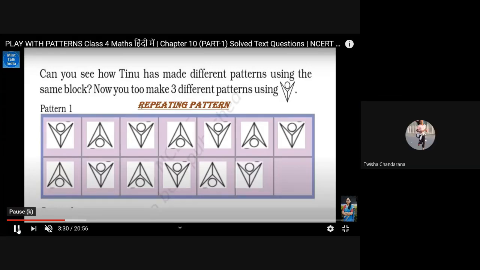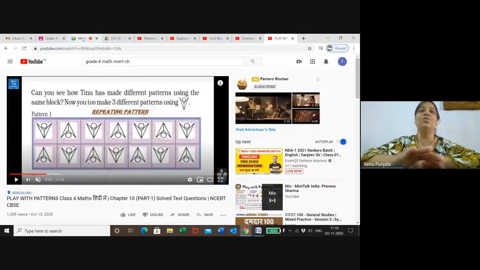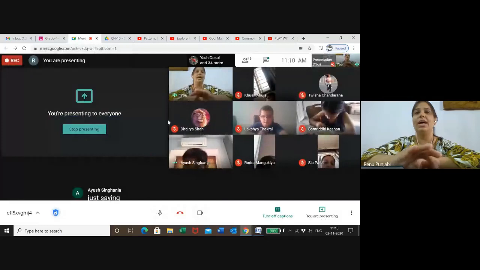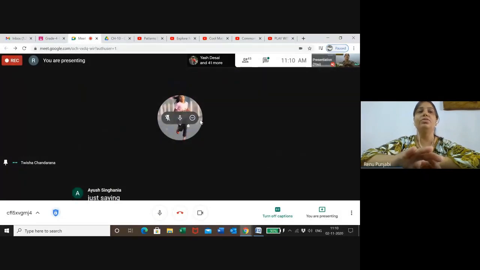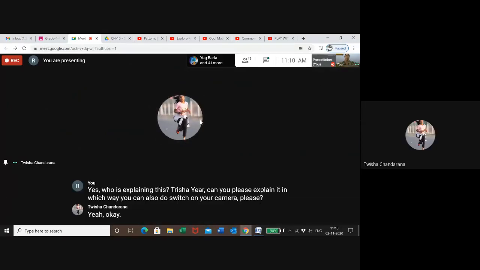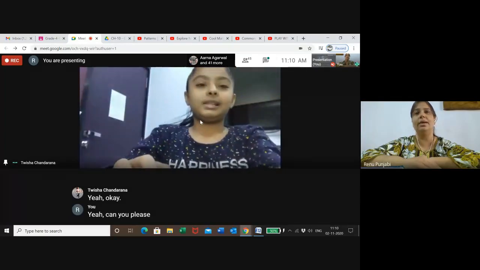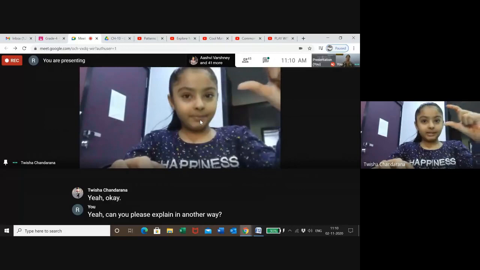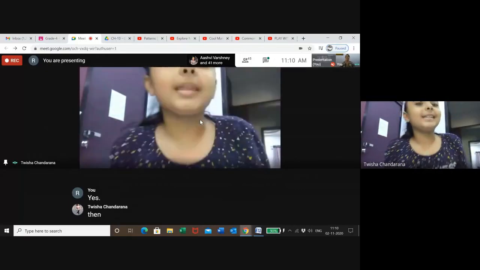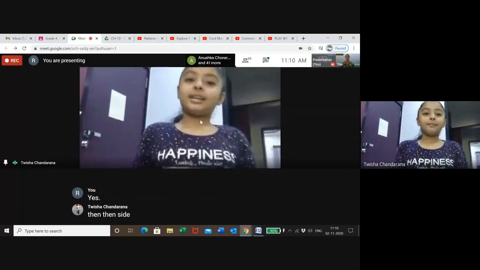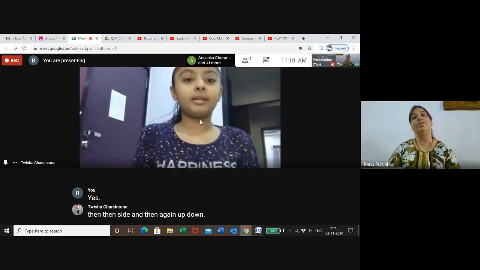Ma'am, we can also do up, then down, then side block and then again up. Who is explaining this? Twisha. Yes, Twisha, can you please explain in which way you can also do? Switch on your camera, please. Can you please explain in another way? Like up, then down, then side, and then again up, down. So that you can use with the turns.